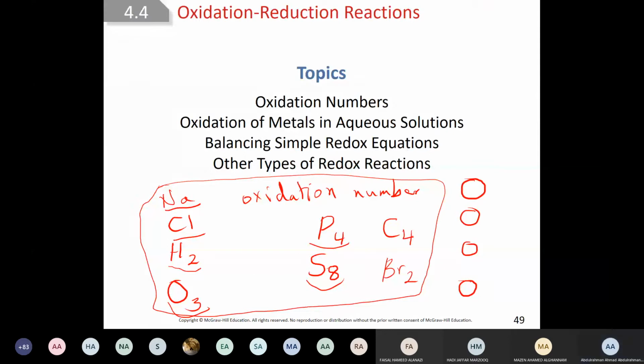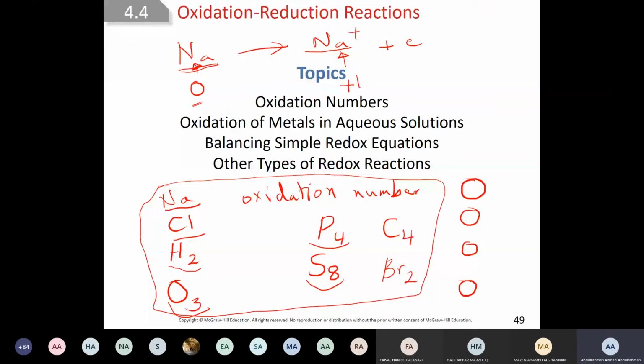Clear? Now, when sodium loses an electron, it becomes Na plus, plus an electron. What's the oxidation number of this sodium? Plus one. What's the oxidation number of this Na? Zero, still zero. How about this one? Plus one. Excellent. All right.